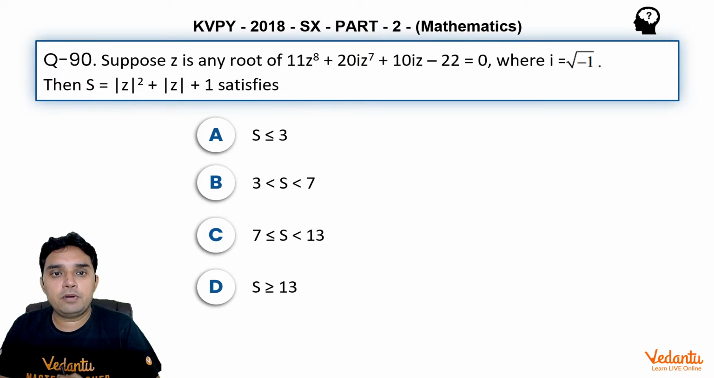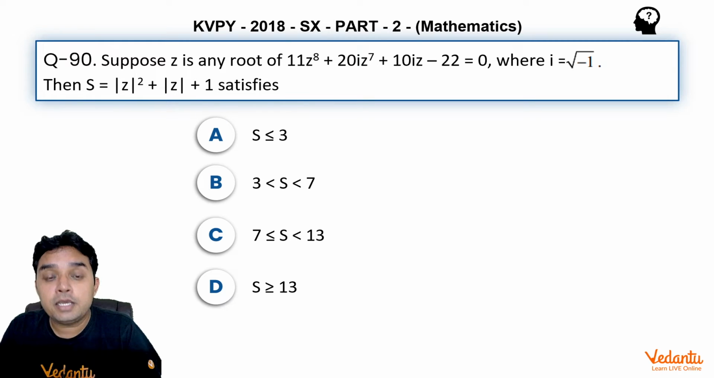We are discussing the paper of KVPY 2018 SX stream. This is question number 90 of part 2 from the topic complex number. This was one of the most challenging problems of that year. Let us see what this question is.